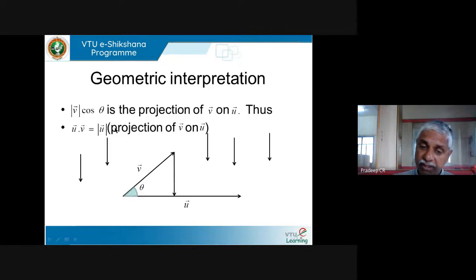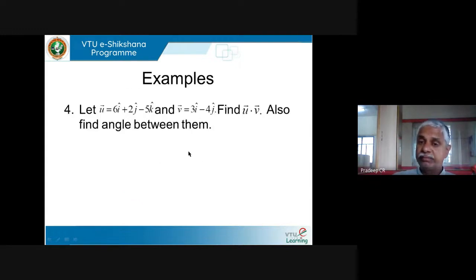So u dot v is mod u into mod v cos theta, and mod v cos theta is the projection of v on u. So u dot v is mod u into the projection of v on u. I've given a very geometric proof of this. If you need it in some problem, we will use this. So this is not a definition, but a geometric interpretation of the dot product. It basically tells me how long is the length of v on u. Okay, let's work out some examples, then we will understand it better.